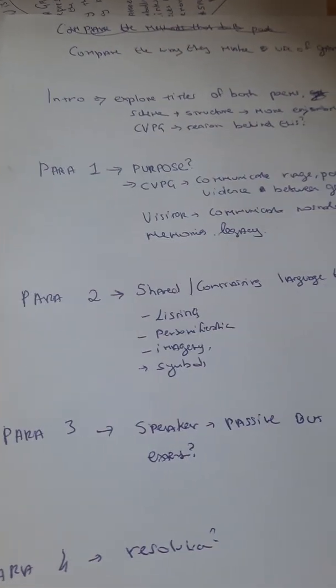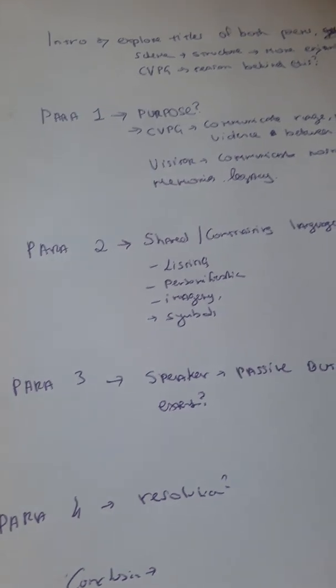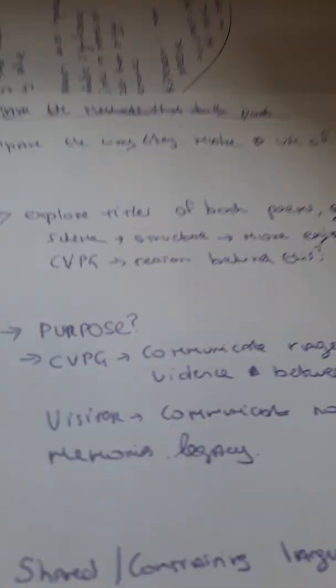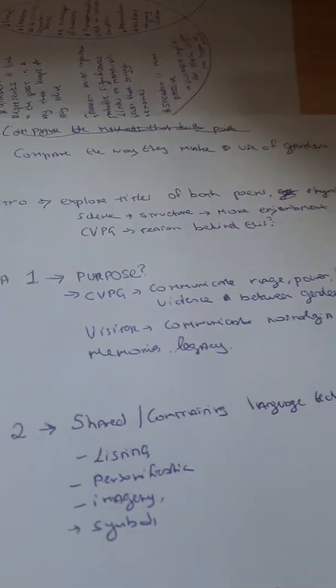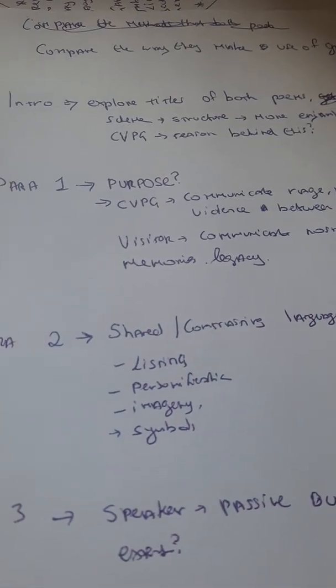You have to take a step back and really look at this, in terms of an overview first, and then go in deeper into it. So basically, the question is, compare the way both poets make use of gardens in their poetry. Weird question, but it's actually quite good to work with.